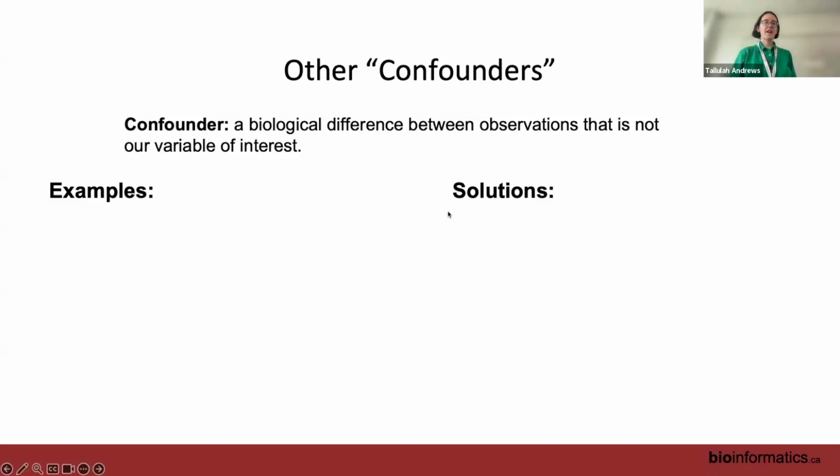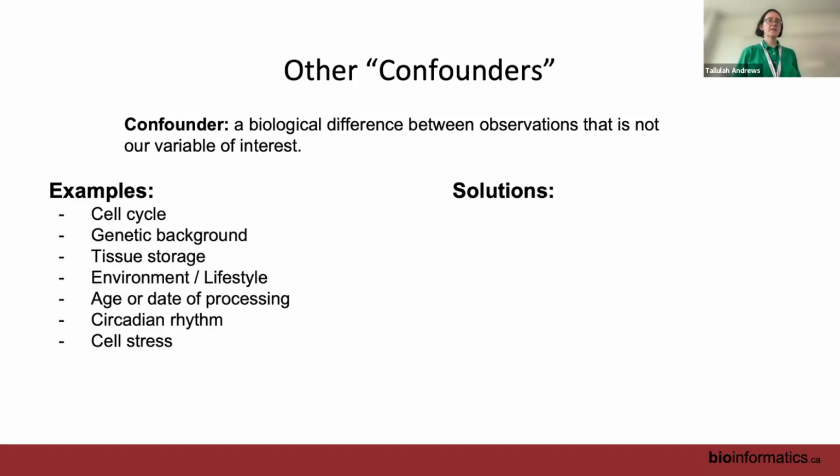We can also look at different confounders. These are biological differences between our observations that are not our variable of interest. This could be things like the cell cycle, the genetic background of different patients, right? If we're doing patient case versus control, how we stored our tissue, cell stress, the age of our different patients, or how long our samples have been in the fridge, right? That can affect our gene expression, but it's not something we care about.